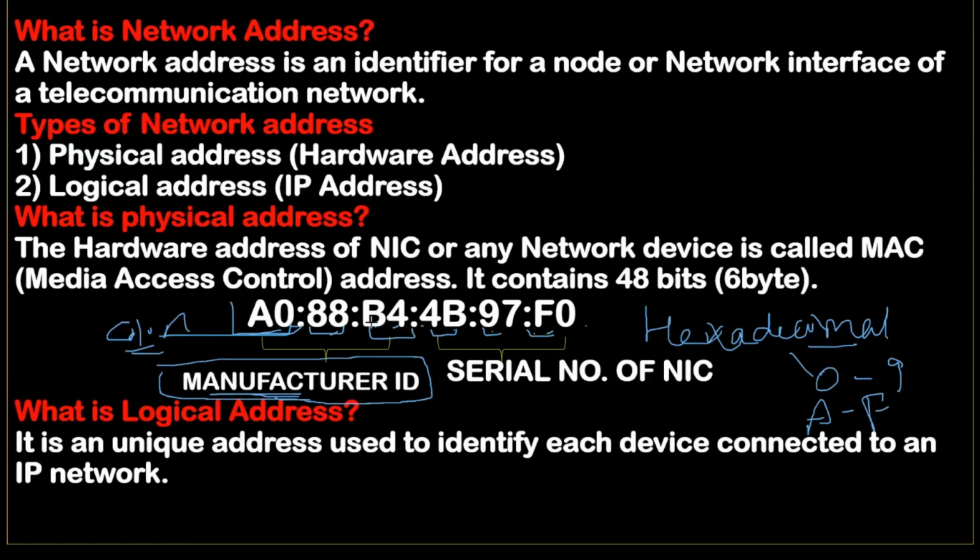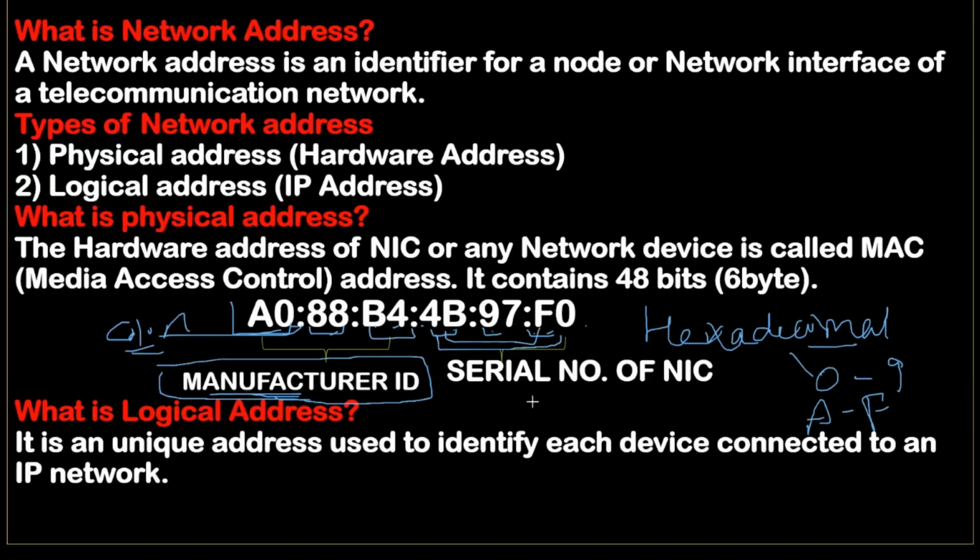The last three fields are for the serial number of the NIC. That can't be the same; in every device it will be different. Even only one digit can differ, like 4B, 4C, or 97F0, F1. So the serial number of the NIC will be different in every device.